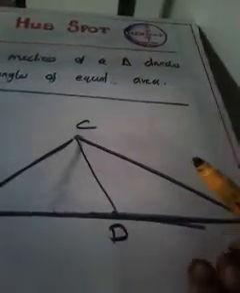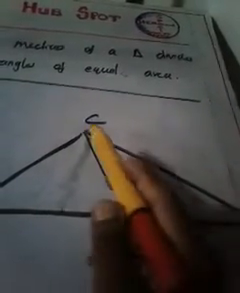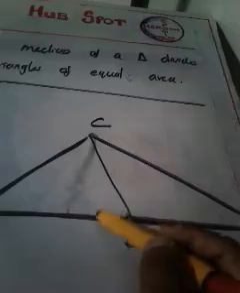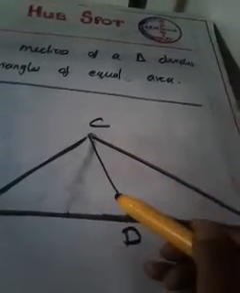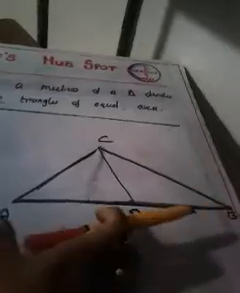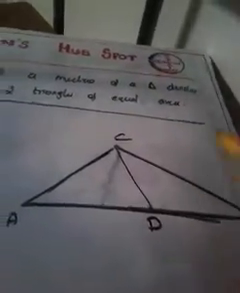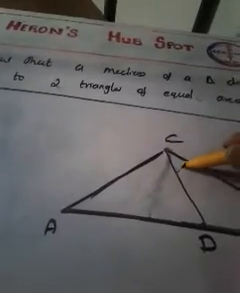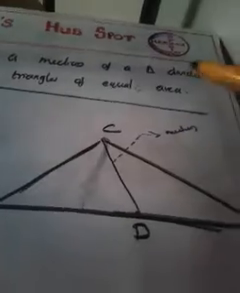See, the median need not be perpendicular. It can be perpendicular sometimes, and sometimes it cannot. Don't think that a median should be perpendicular. This angle can be anything. Sometimes it may be 90 degrees, sometimes it may not. The only condition is that the line should bisect AB, that is, divide AB into two equal portions. Here it is almost two equal portions. Now you can consider CD as the median. This is your median. Okay.